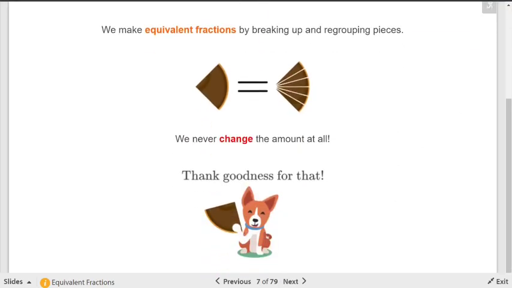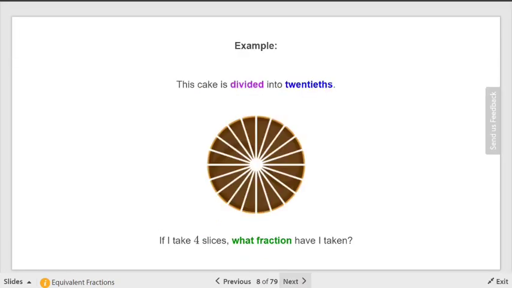So all we're doing is regrouping them into smaller pieces or larger pieces, but we're not changing the amount of cake we had. You good for that? Okay.